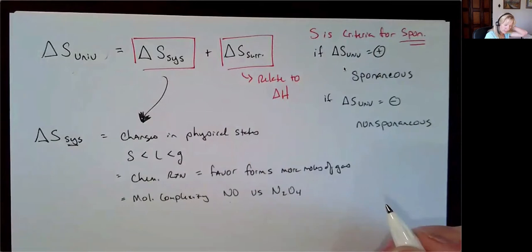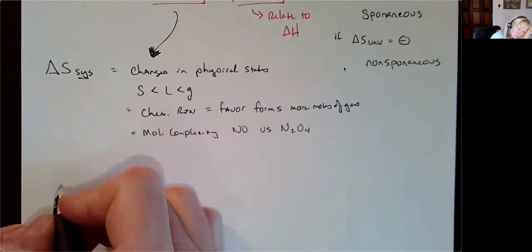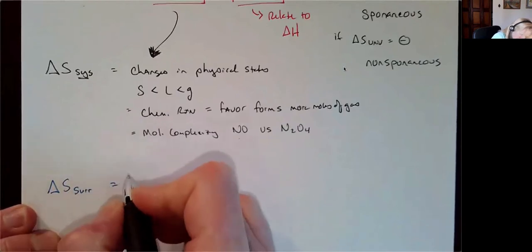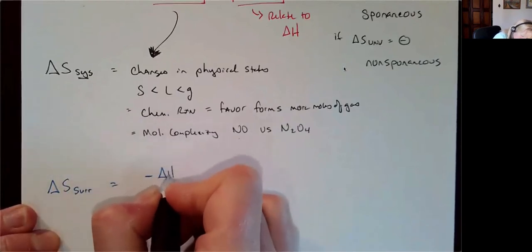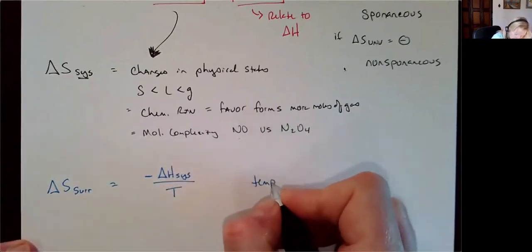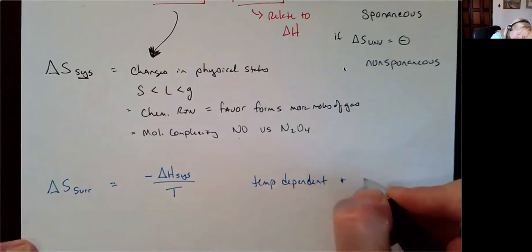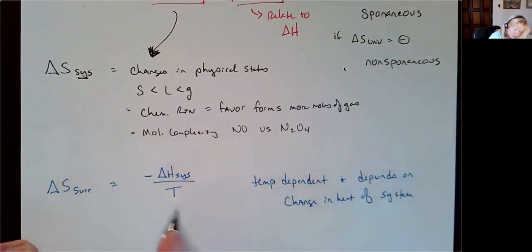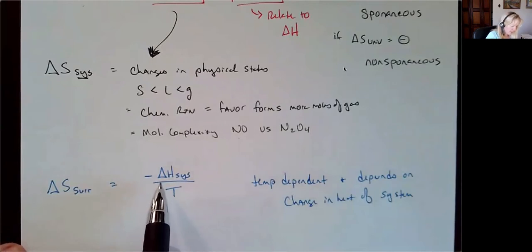And so we're going to relate the surroundings to delta H, and we're going to do it in this equation here. So delta S of the surroundings is going to equal negative delta H of the system over temperature. So this is going to be temperature dependent, and it also depends on the change in heat of the system. This is what this is. This is my delta H for my system.